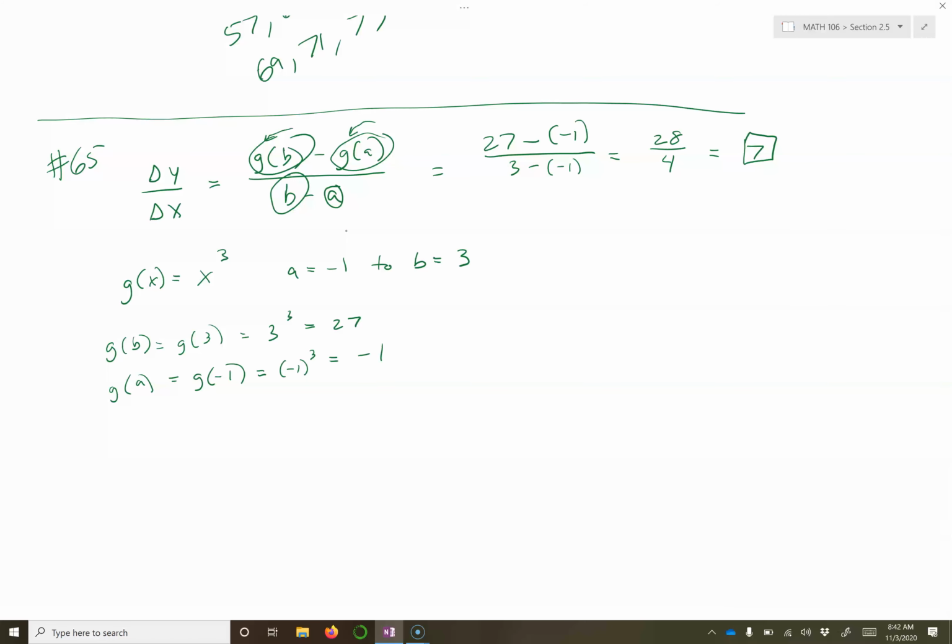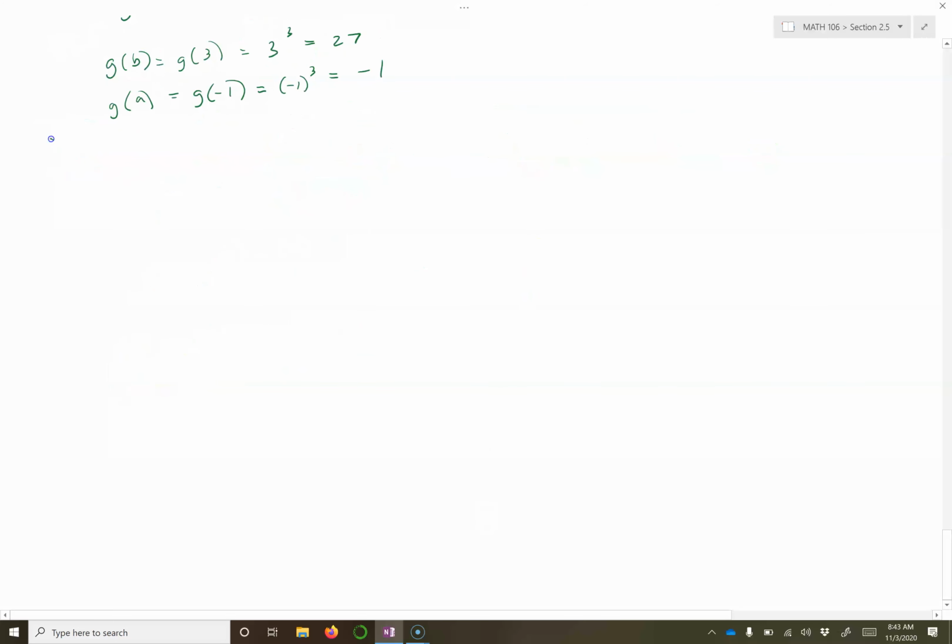Any other questions from 2.5? Yes, sir. 77. Okay. f of x equals 2x squared plus 3x. Now what we want to do here is find the difference quotient.